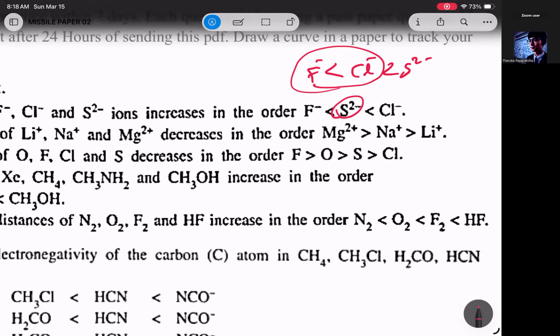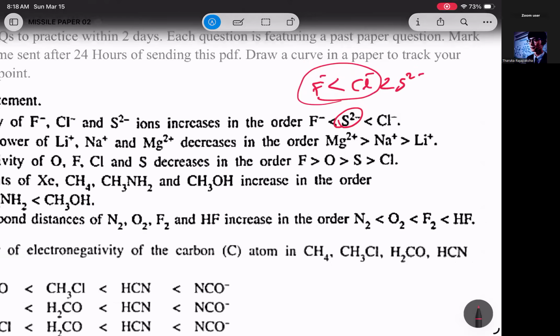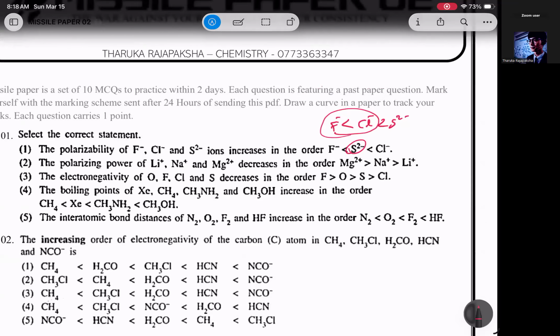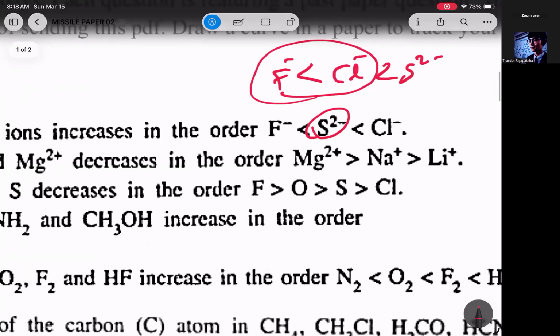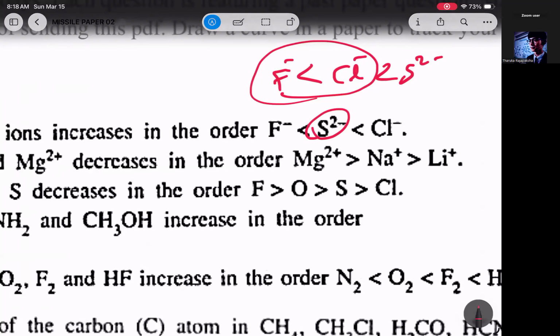So polarizing power of lithium plus, sodium plus, magnesium 2 plus decreases in the order of. So polarizing power is also the same. When the charge is very large, polarizing power is large. When the radius is small, however, polarizing power is large. So actually lithium plus should be larger than sodium plus. So this statement is also wrong.